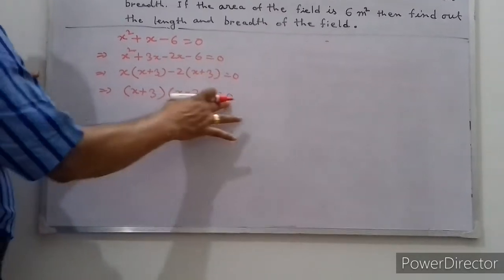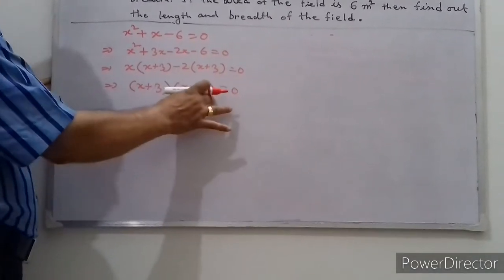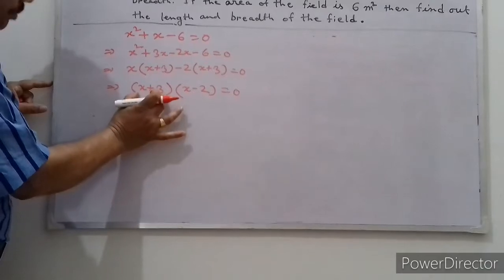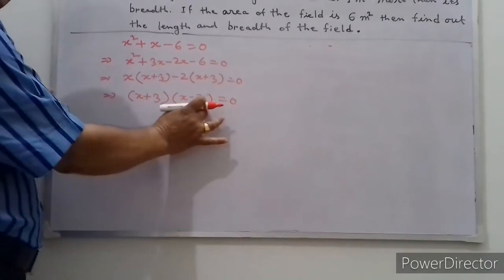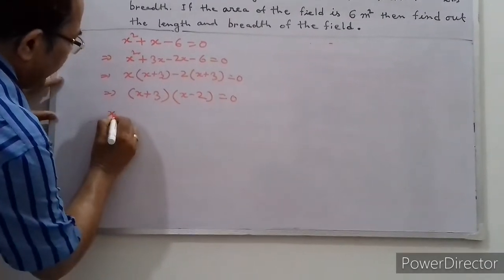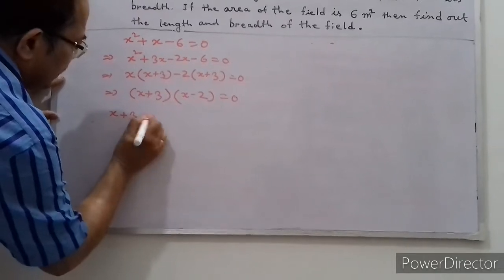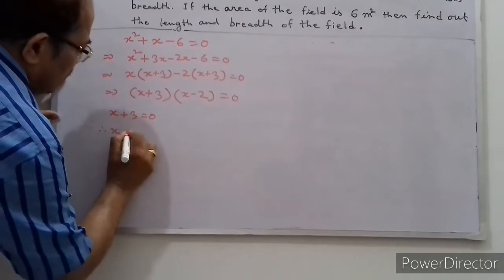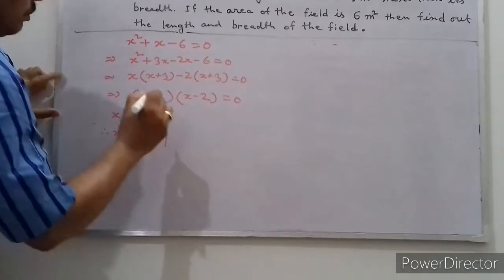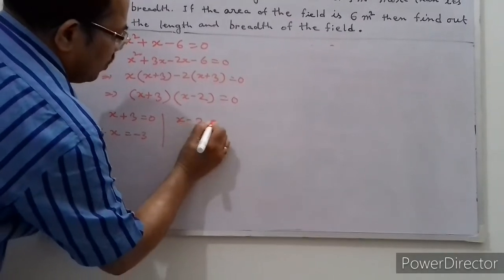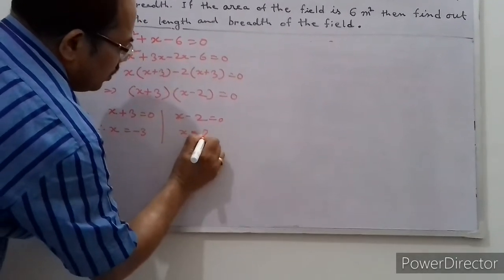So the product is 0. Product of two is 0. So either x plus 3 will be 0 or x minus 2 will be 0. So in case when x plus 3 is 0, then x equals minus 3. But when x minus 2 is 0, then x equals 2.